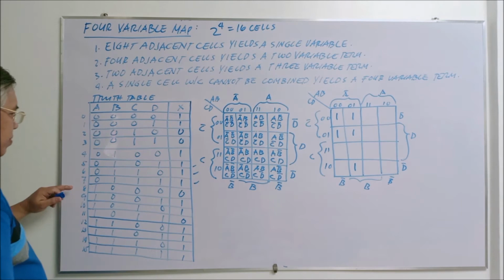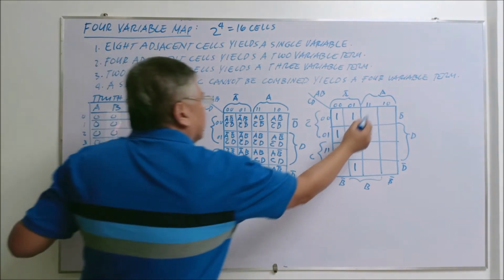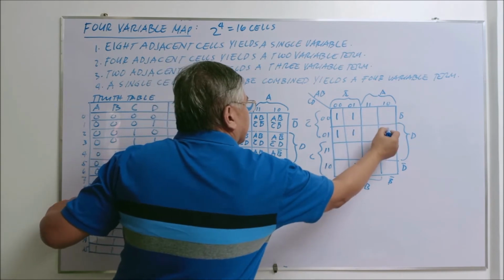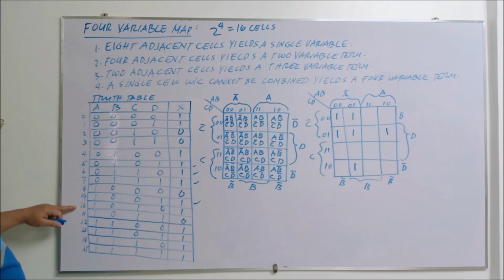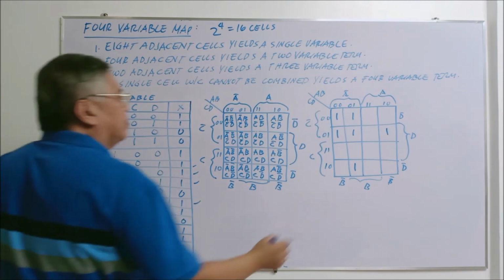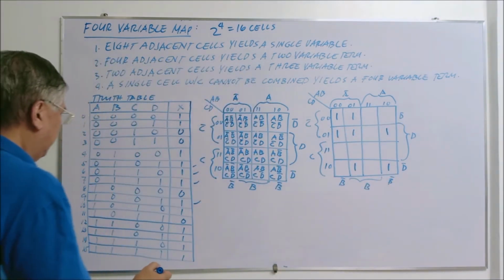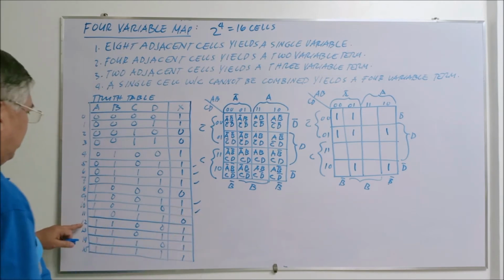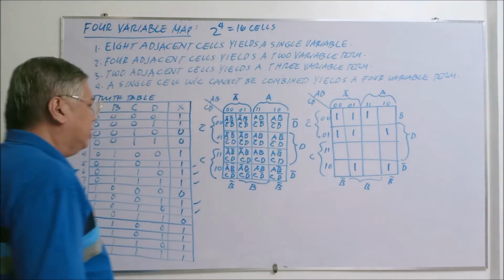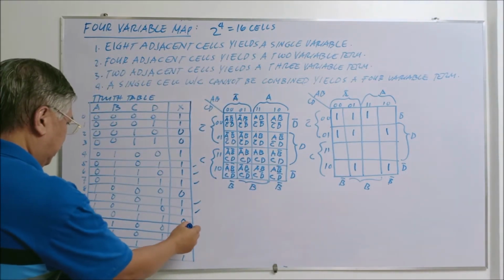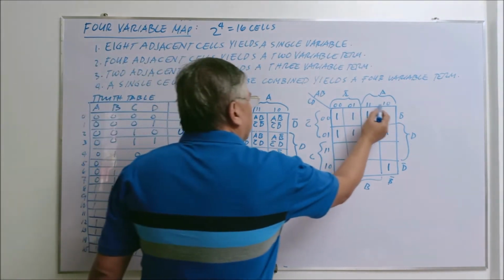And then you have 1, 0, 0, 1. So the output here is 1. And then 1, 0, 1, 0. The output is 1. Then you have 1, 1, 0, 0. The output here is 1. Then you have 1, 1, 0, 1.